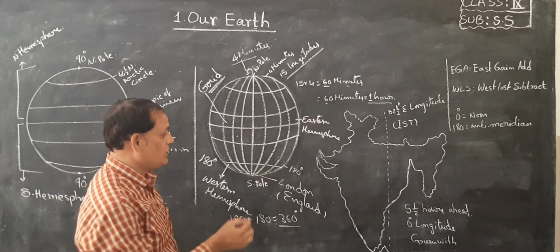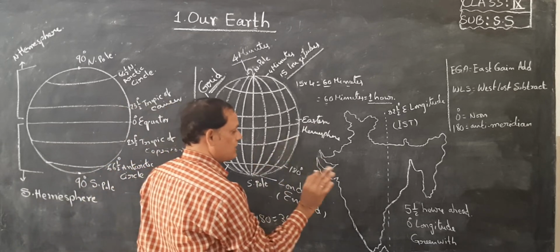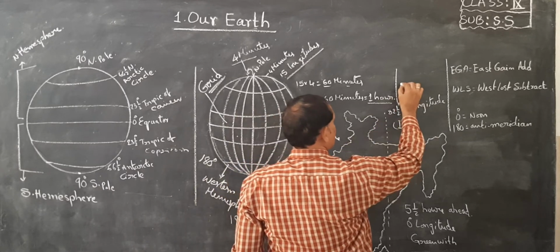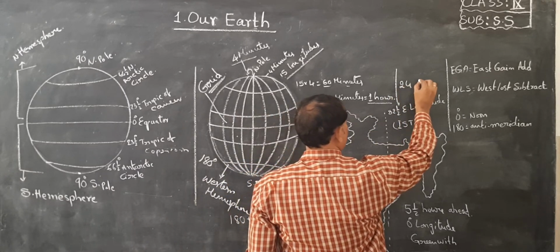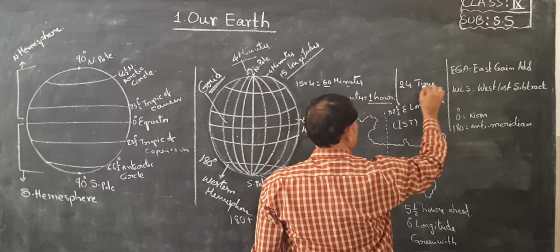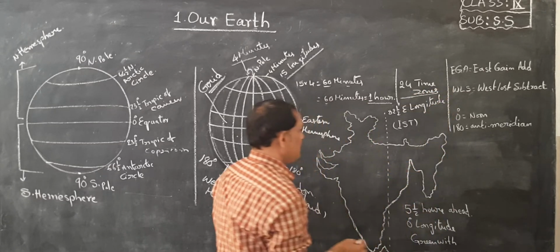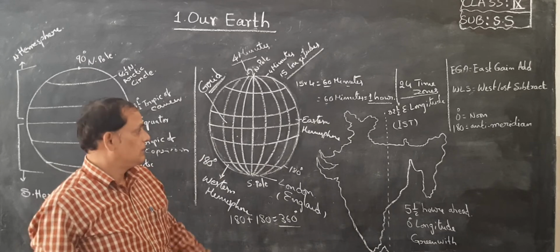That means 24 time zones are there in the world, children. How many time zones are there? 24 time zones are there in the world. Now, is it clear?